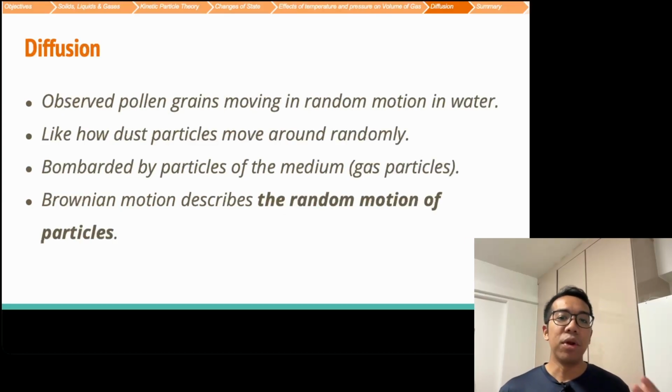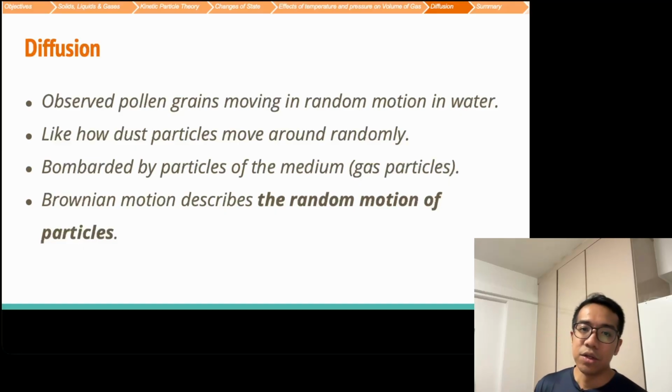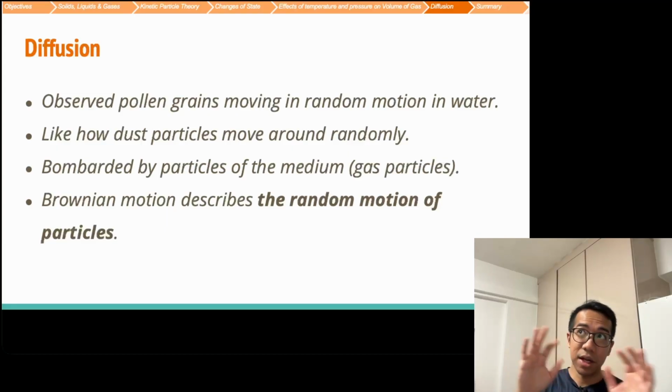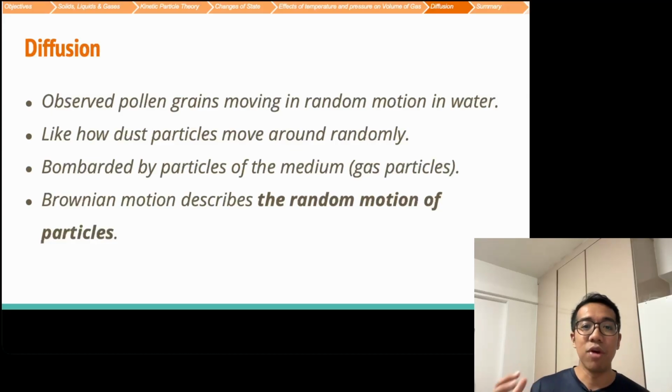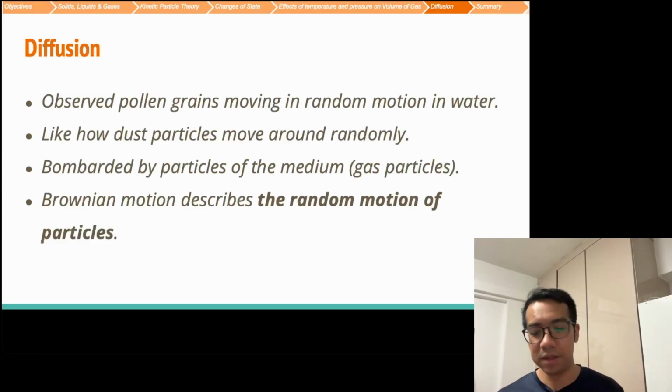So he observed that pollen grains move around in random motion in water. Basically it's the same thing as, let's say, smells or dust particles moving around in your room. Maybe one day if you come across a dusty space, you can see the dust particles in the light moving around randomly. Basically what you are seeing is diffusion taking place. Brownian motion basically describes this as the random motion of particles.